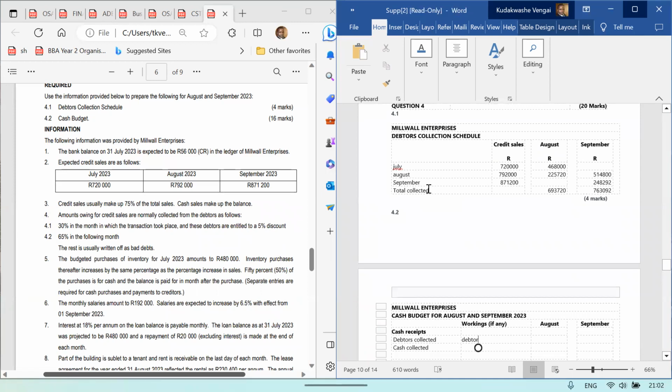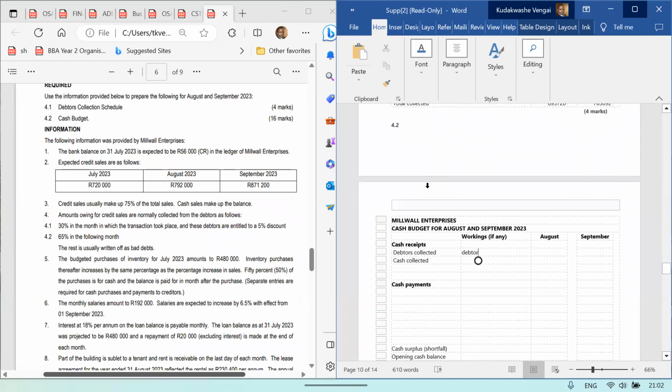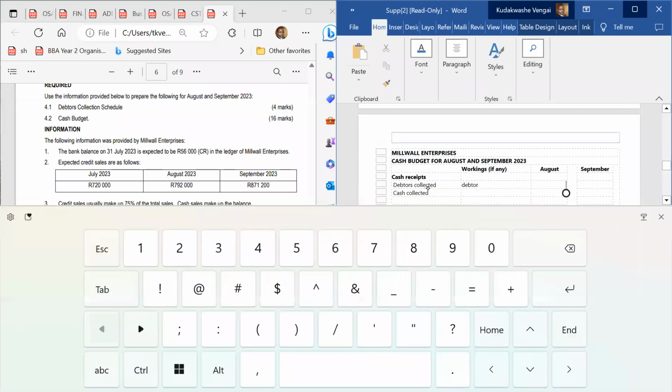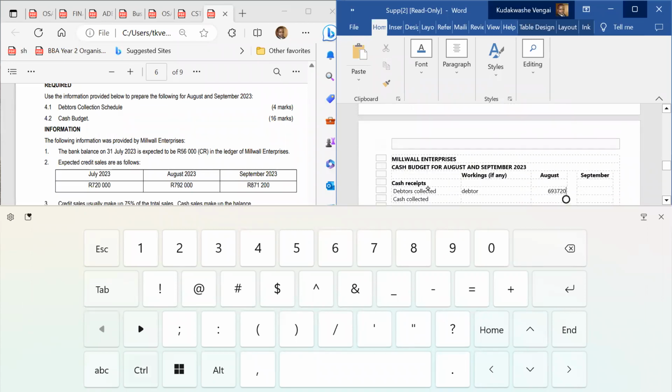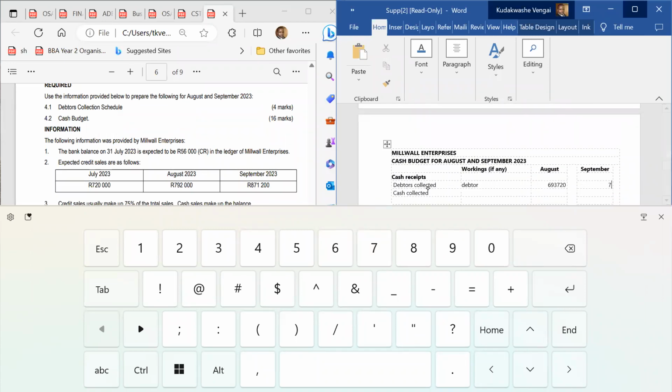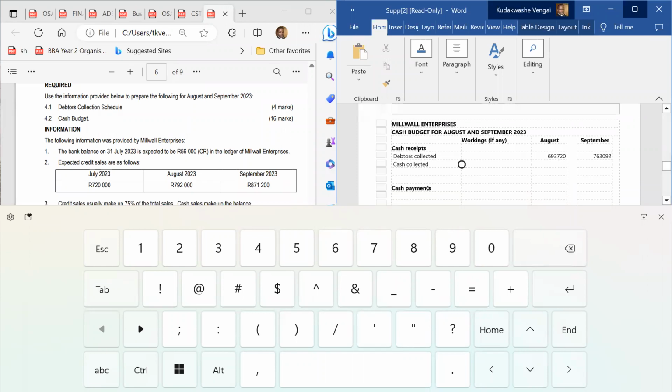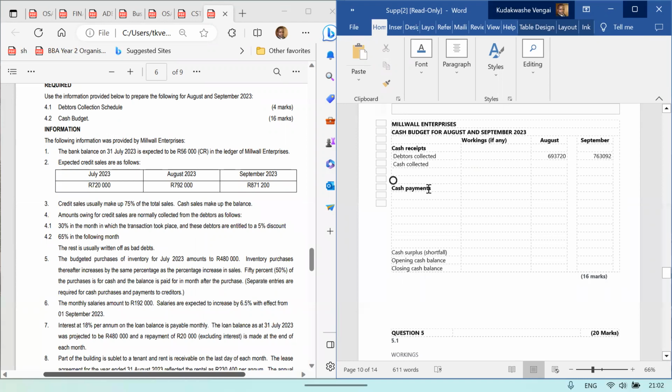So in August, we collected 6937.20. You just put 6937.20 here. And then in September, we collected 763,092, so you put 763,092. So those are the debtors that were collected. Now you need to calculate the cash sales or cash collected during those specific months. This is where our friend was asking about. That is point number 3.